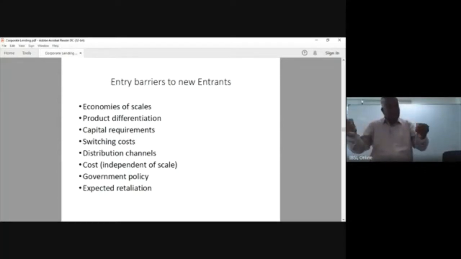So economies of scale is one entry barrier, preventing new entrants. Product differentiation: already certain products have been differentiated, and they have created customer satisfaction and customer loyalty. Because of that, new entrants are not coming. And then the capital requirement: certain businesses need a big capital investment. Similarly, there are other things also.